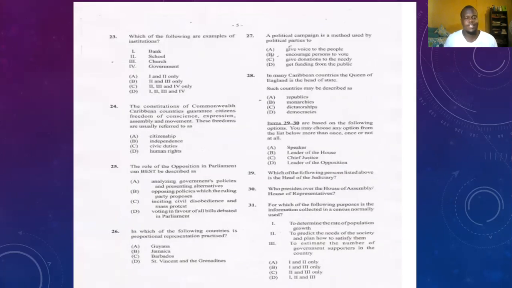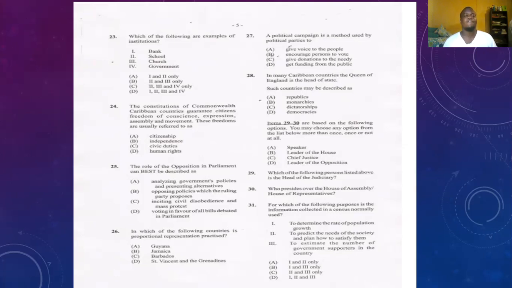Number 23. Which of the following are examples of institutions? 1, bank, 2, school, 3, church, 4, government. All of them are examples of institutions. Bank is an economic institution. A school is an educational institution. A church is a religious institution. And government is a political institution. So all of them. So for 23, it's D, 1, 2, 3, and 4.